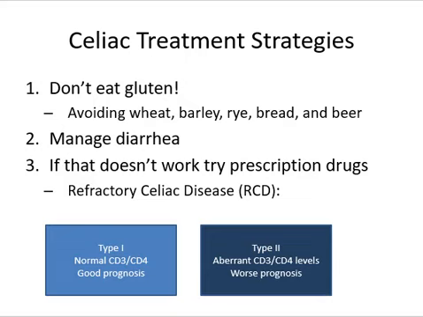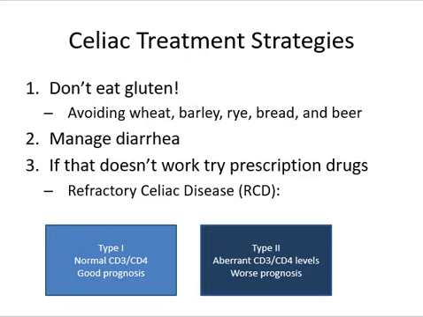The second thing to do is to manage diarrhea, which can be accomplished using some of the anti-diarrheal agents that we have talked about in the previous lecture. And of course, if that doesn't work, we can try prescription drugs. At this point, we're looking at what's deemed refractory celiac disease, or RCD. And that can be further differentiated into two types.